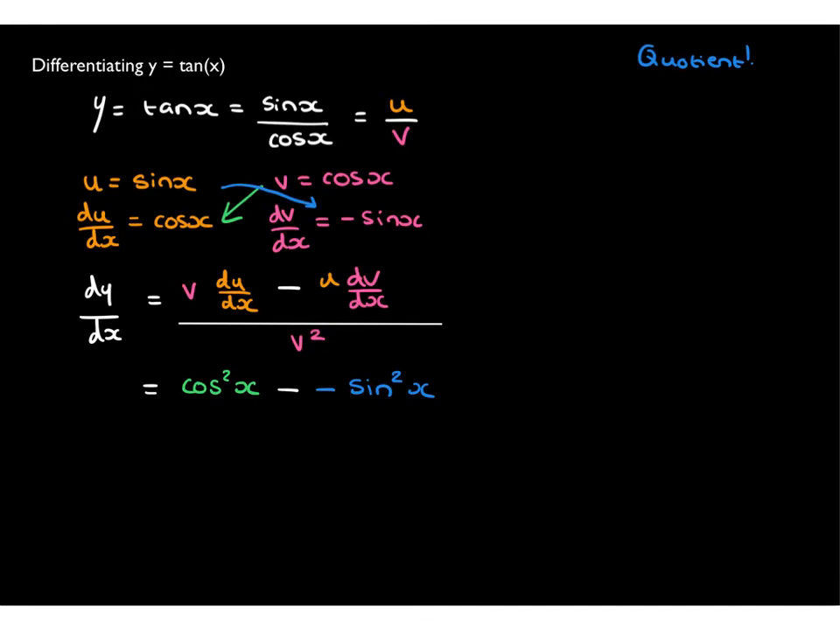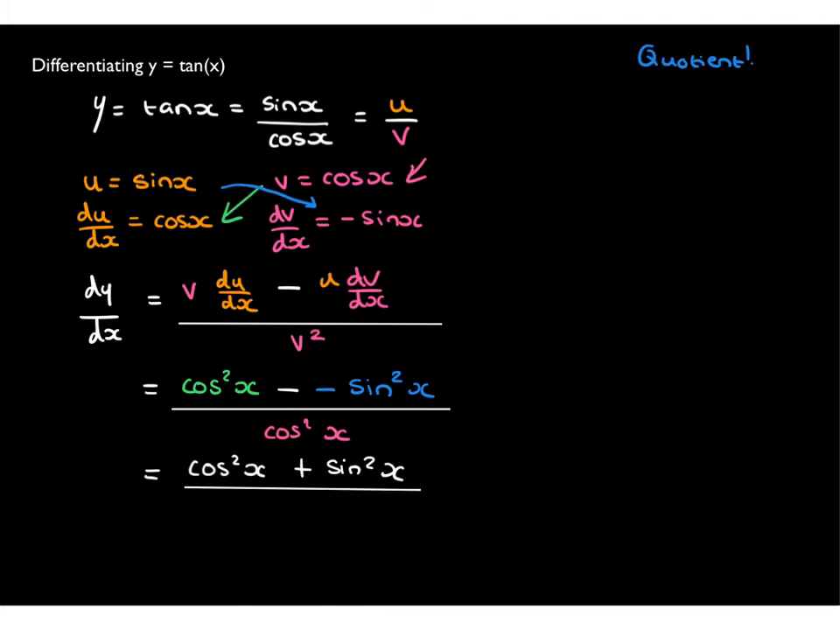Now, what next? We need to check we've got the denominator in place. Well, the denominator is v squared, which is the square of this, so it's cos squared x. Now, look at the numerator. The numerator simplifies to cos squared x plus sin squared x.